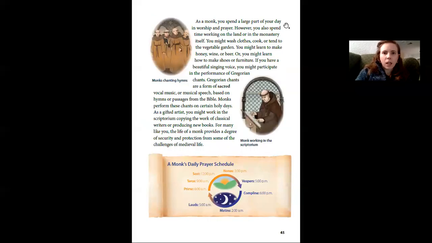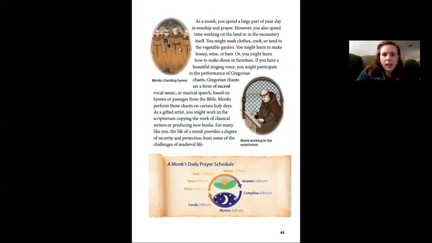As a monk, you spend a large part of your day in worship and prayer. However, you also spend time working on the land or in the monastery itself. You might wash clothes, cook, or tend to the vegetable garden. You might learn to make wine, honey, or beer. Or you might learn how to make shoes or furniture.